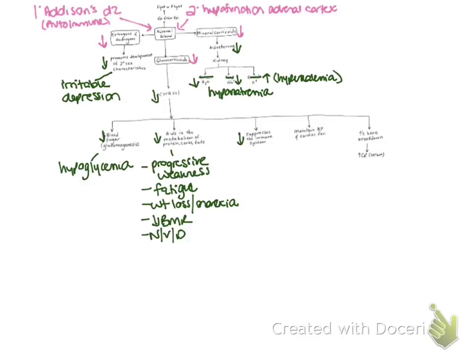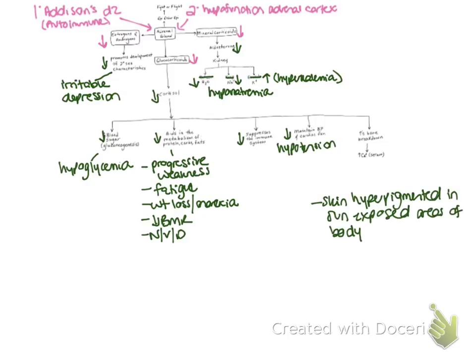Again, they have decreased suppression of the immune system, decreased blood pressure and cardiac function, so they develop hypotension. They oftentimes get skin hyperpigmentation in sun-exposed areas of the body, especially pressure points, joints, like the palmar creases. And they get bronze skin pigmentation of the nipples, scars, the buccal mucosa.